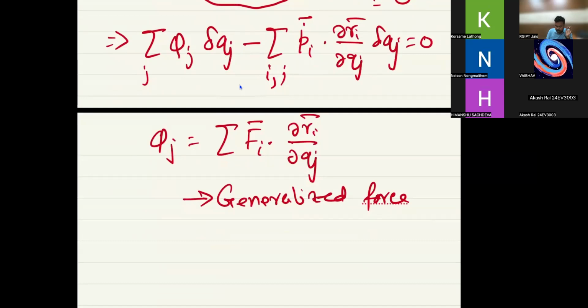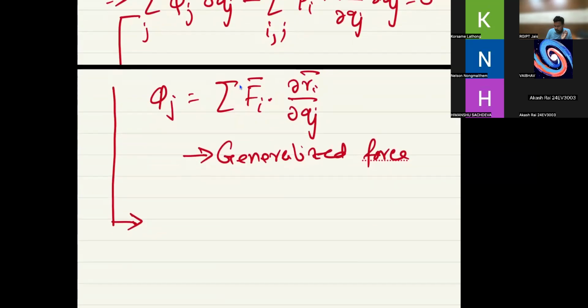Then I'll skip the rest of the derivation. From here you can derive it, and this is in my notes. I'm not going to derive it here, but if you are interested, you can check, and if you have questions regarding the derivation, you can ask me. I'm not deriving that in the class, so you can check the notes.